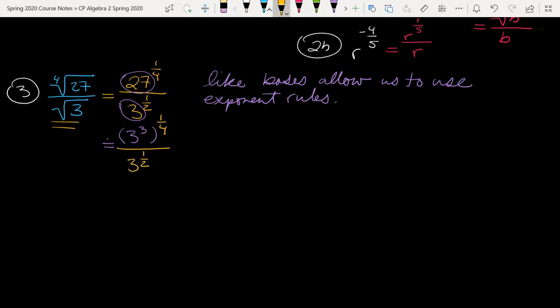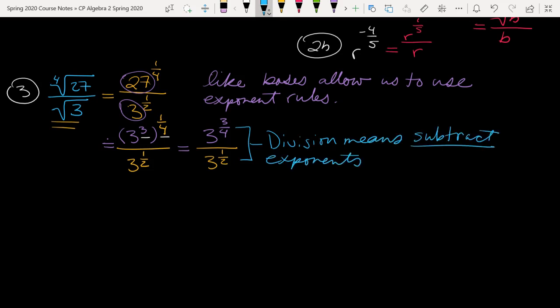Now we've got common bases, and we have a couple of places where we can actually use the exponent rules that we know. First of all, we have an exponent raised to another exponent. That means we can multiply those. So now in the numerator we have 3 to the 3/4 power. And in the denominator we have 3 to the 1/2 power.